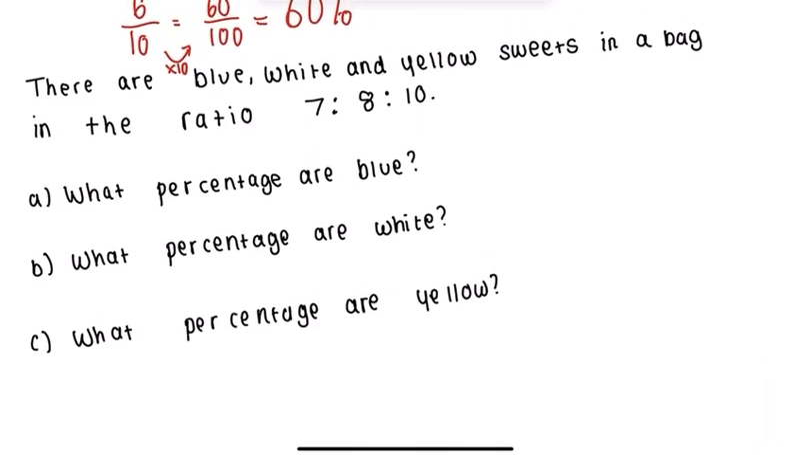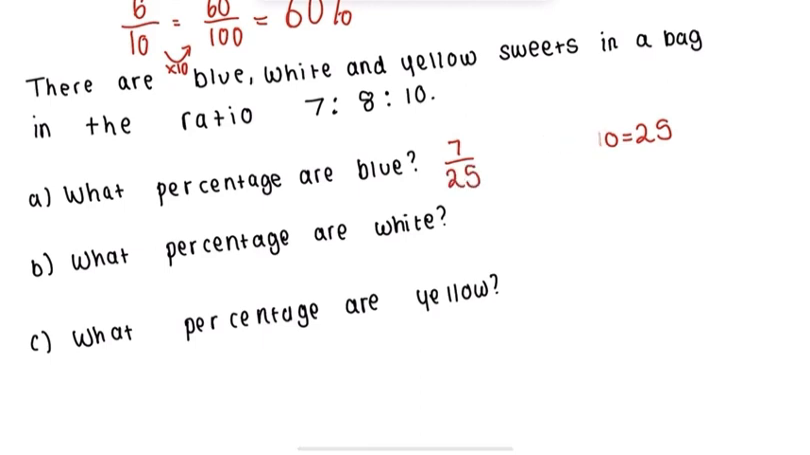Okay, let's have a look at another one, just including 3 parts of a ratio this time. So it says here there are blue, white, and yellow sweets in a bag in the ratio 7:8:10. What percentage are blue? So let's write it as a fraction first. We can see here we've got 7 parts which are blue out of a total of 7 plus 8 plus 10, which is 25. So I've got 7 over 25.